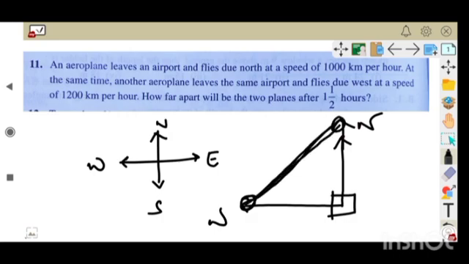But the speed of the first aeroplane that moved towards the north is 1000 km per hour. And what about the aeroplane leaving towards the west? This is 1200 km per hour. Now after 1.5 hours, we have to find the distance between these two aeroplanes.